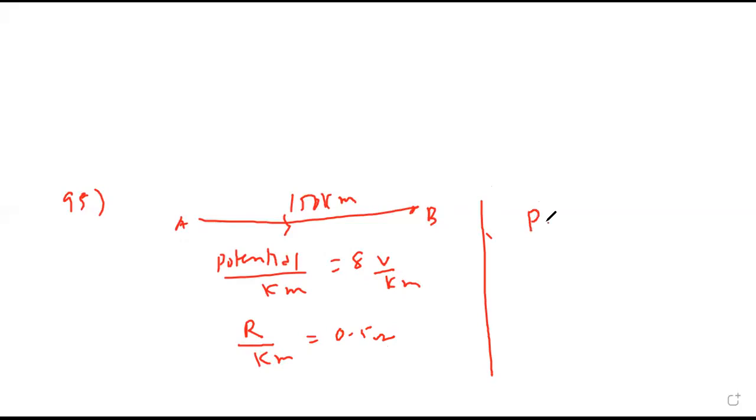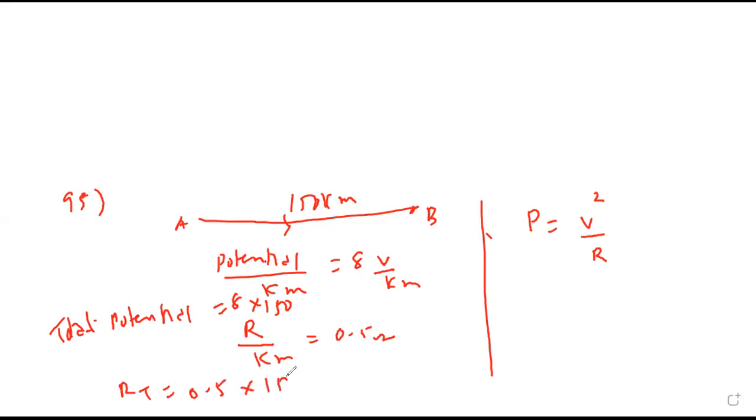What is formula for power in terms of potential and resistance? V square by R. So if I find total potential for 150 kilometer and total resistance for 150 kilometer, my problem is solved. So can I say total potential is equal to 8 into 150? Correct? And total resistance is 0.5 into 150. I hope you followed.